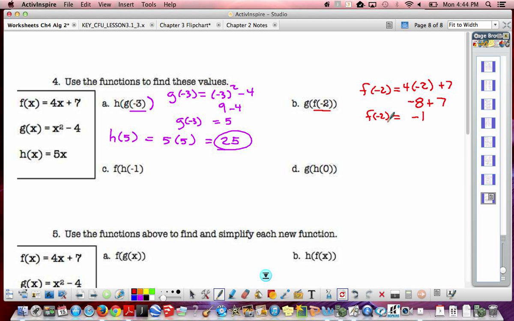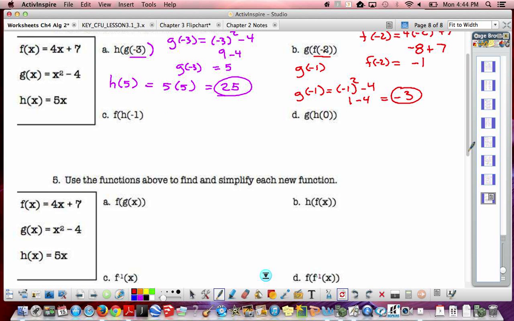I'm going to replace the f of negative 2 with negative 1. So I'm now looking for g of negative 1. So g of negative 1, plug that into that function. Negative 1 squared minus 4. Negative 1 squared is 1. 1 minus 4 is negative 3. And I have my answer.